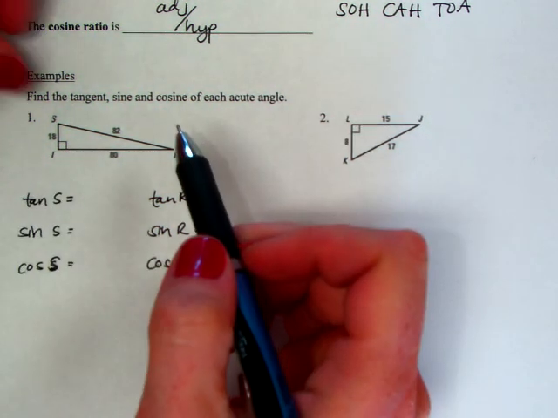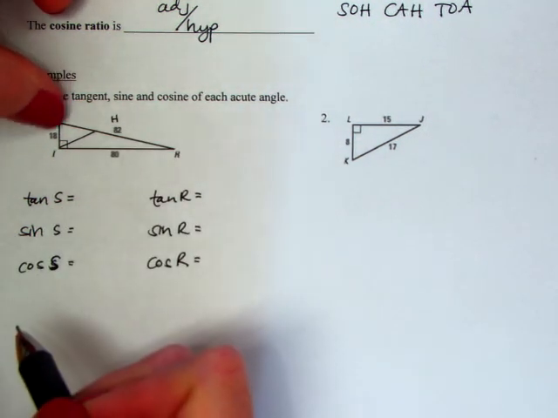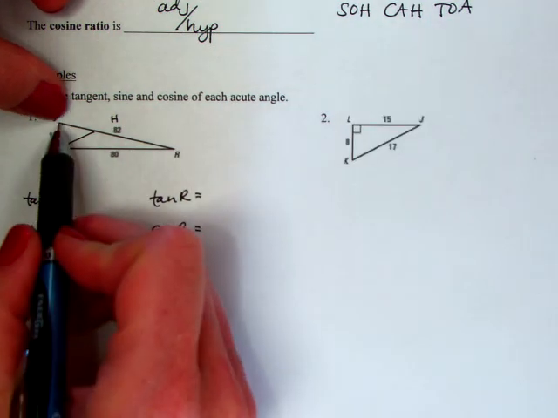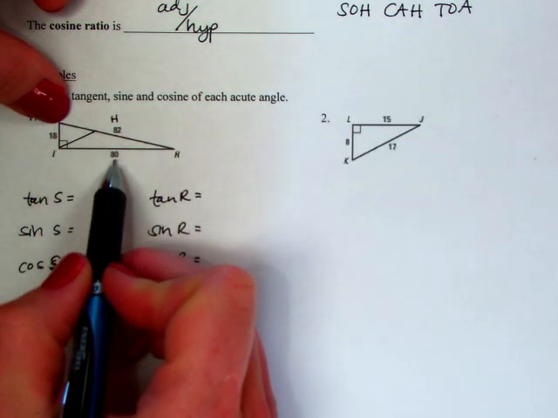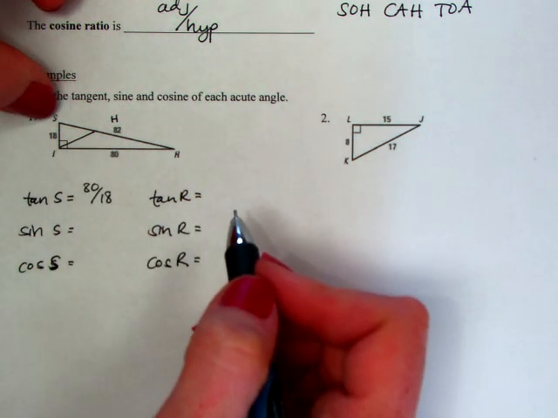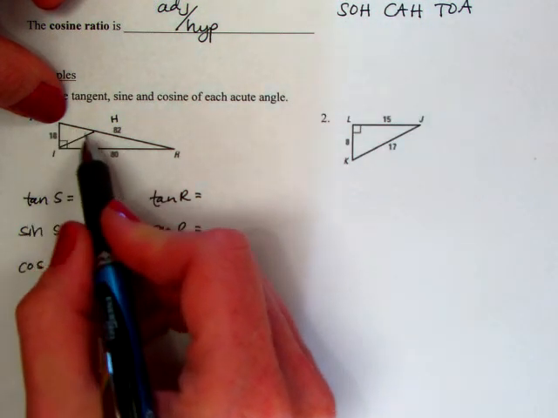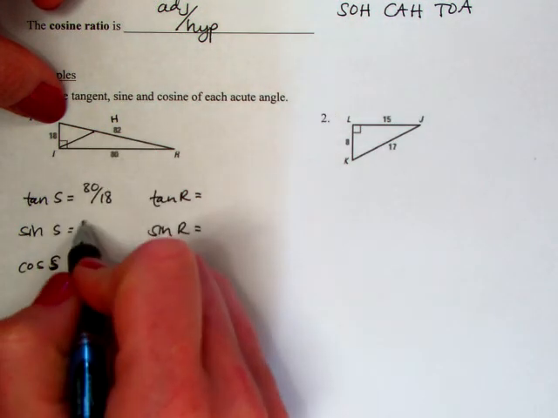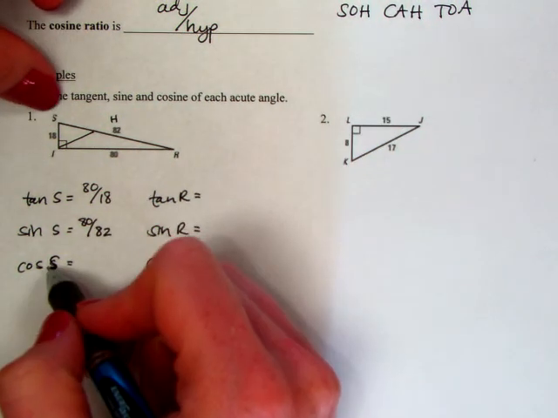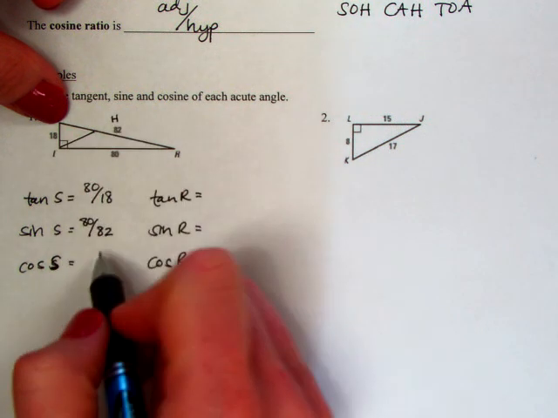So tangent of S, I'm going to put my finger on S, identify the hypotenuse right away, and then from S, tangent uses the opposite and adjacent. So from S, the opposite would be 80, the adjacent would be 18. So 80 over 18. The sine of S, sine uses opposite and hypotenuse. So opposite from S is 80 and hypotenuse is 82. Just write in fractions, just identifying sides. Last one, cosine of S. Cosine is adjacent, so next to 18 over hypotenuse, 82.